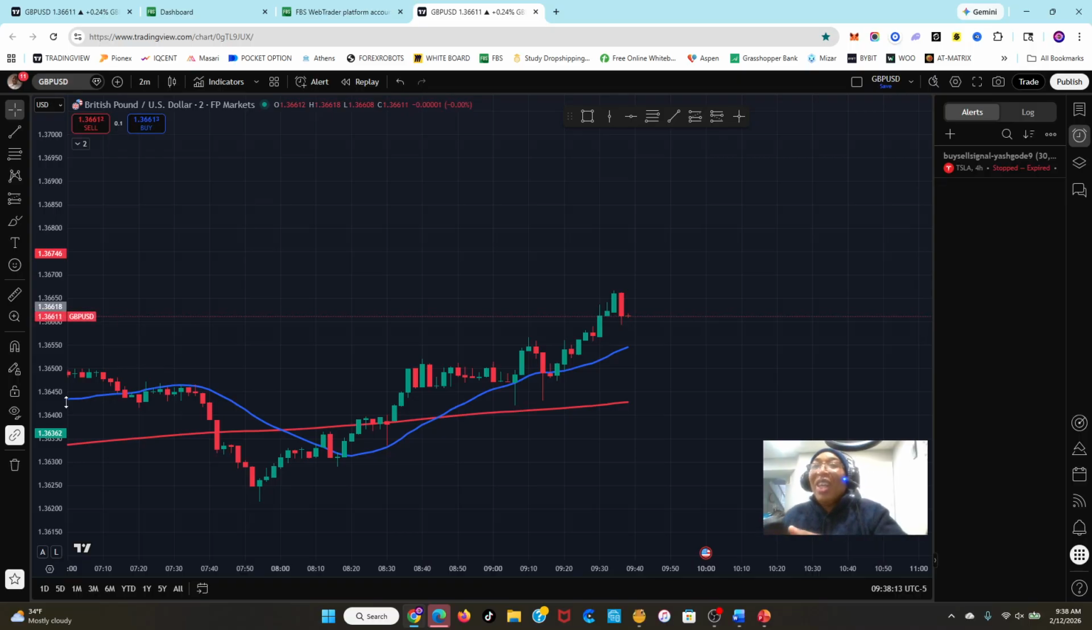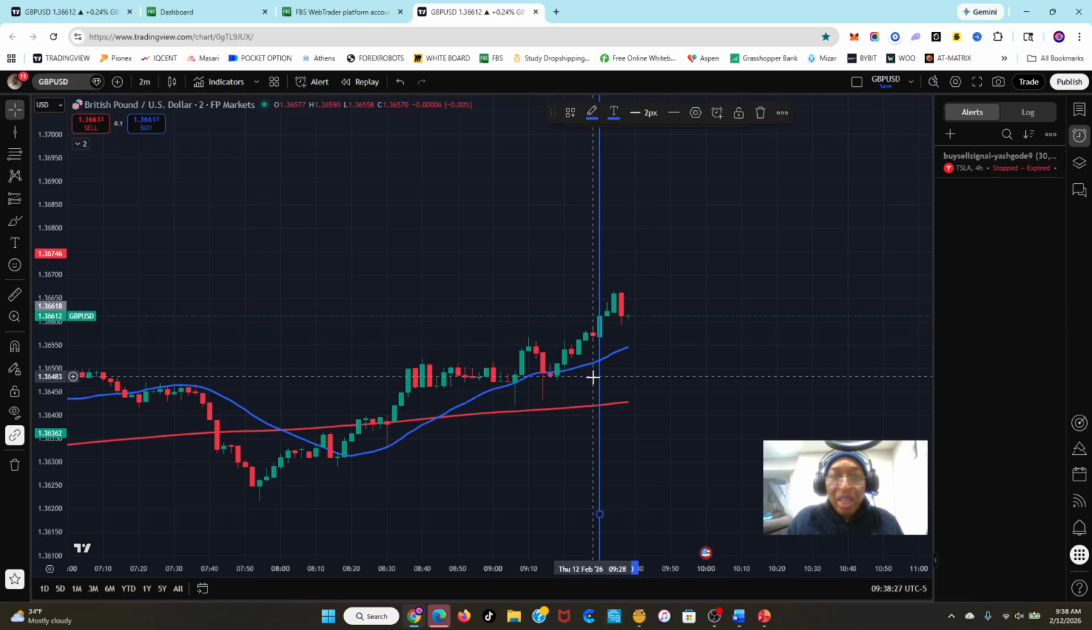Okay. So basically, what you do is, this is the opening candle here. It's a 2-minute candle. Ideally, if the candle starts on the upper section, this is the bullish side. You can see the 20, the blue is the 20 moving average, and the red is the 200.